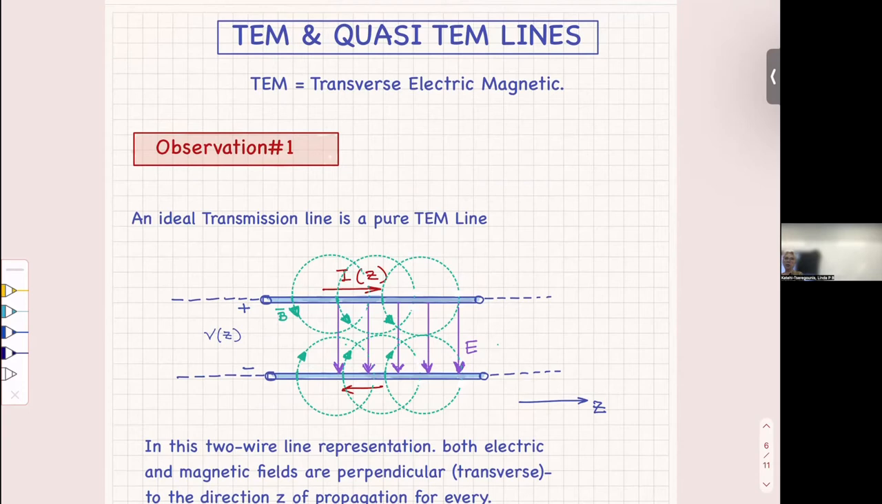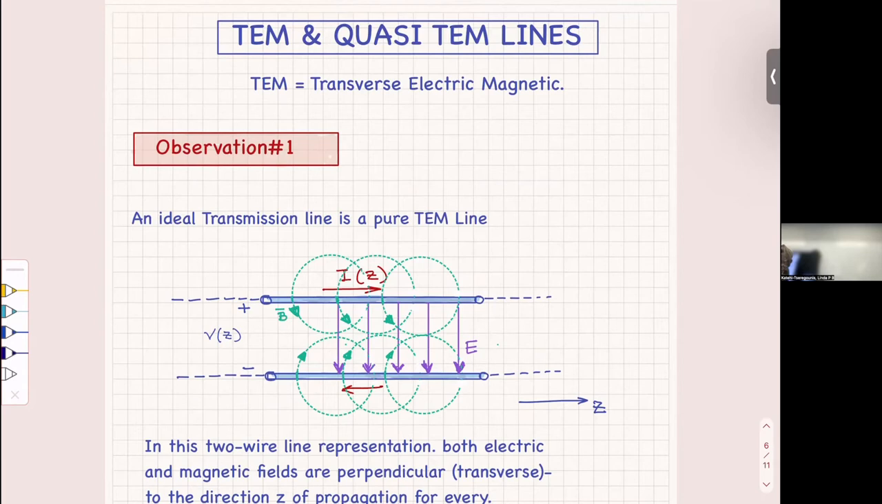But let's take the statics piece. If now I consider that my two conductors have charges accumulated here and there, positive and negative, then the electric field lines go like that. Assume the two lines were like two pencils, then the electric field lines will be exactly in between the two lines in the ideal conductor. So if I have Z as the direction of propagation in this line, E is going to be perpendicular to Z, or transverse to Z, as we call it.